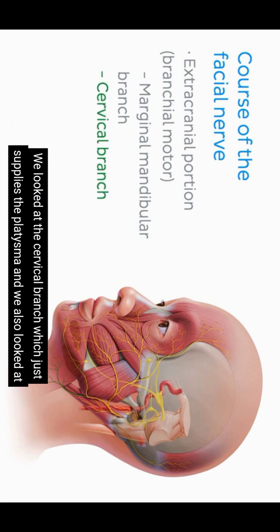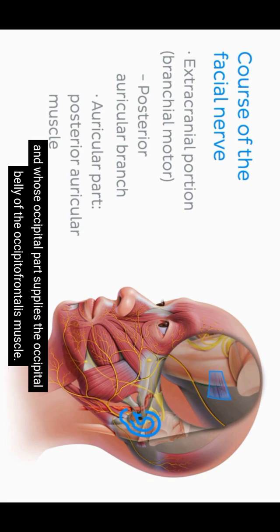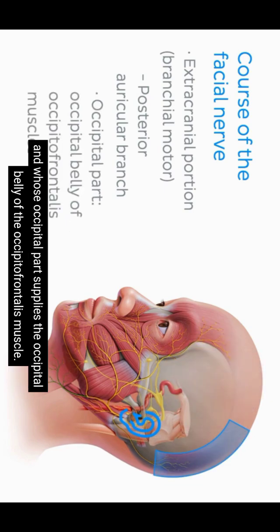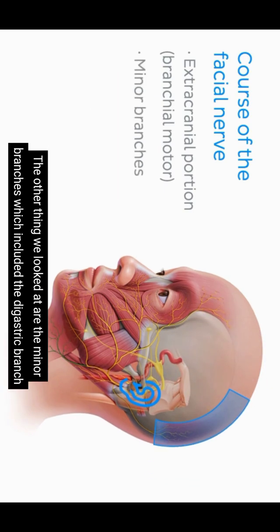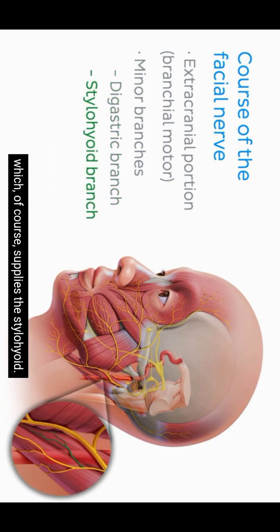We looked at the cervical branch, which just supplies the platysma. We also looked at the posterior auricular branch, whose auricular part supplies the posterior auricular muscle, and whose occipital part supplies the occipital belly of the occipitofrontalis muscle. The other thing we looked at are the minor branches, which included the digastric branch, which supplies the posterior belly of the digastric muscle, and the stylohyoid branch, which of course supplies the stylohyoid.